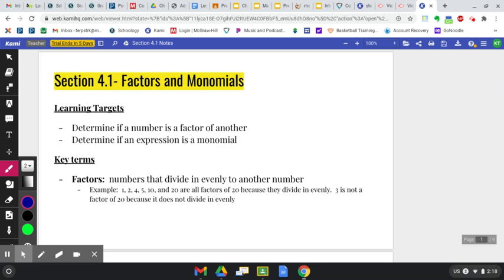All right, let's get started here into section 4.1, factors and monomials. Mono meaning one, and we're going to look at expressions that have a single term to them, right? Remember, terms are separated by addition and subtraction signs.